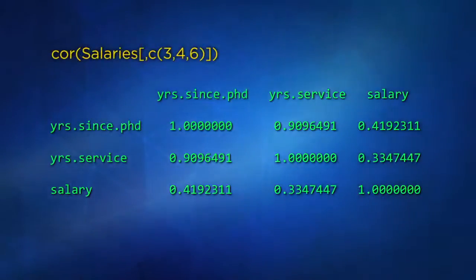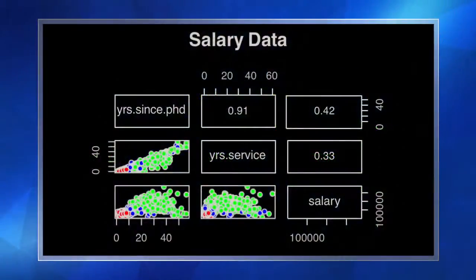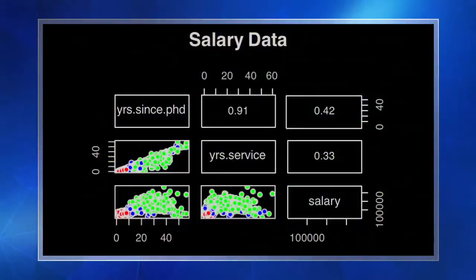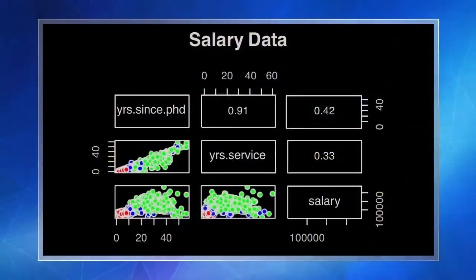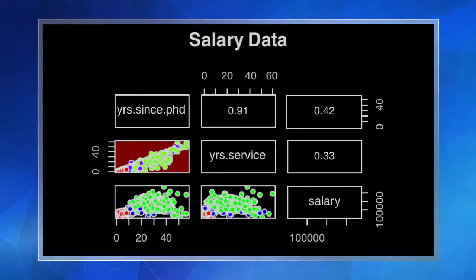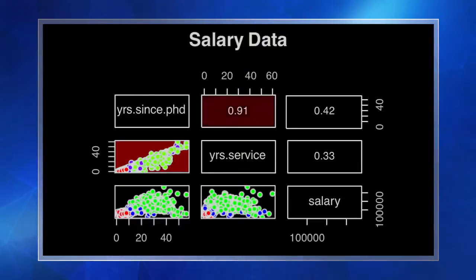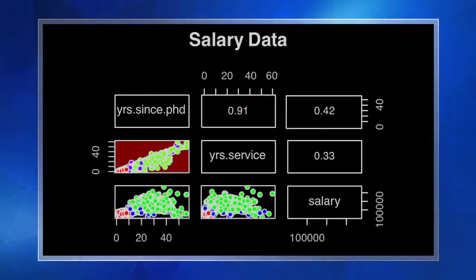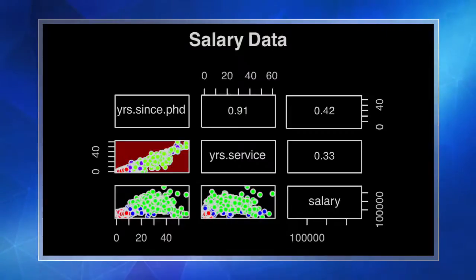Here's what I've done for this plot. I've colored this plot for you based on rank. So the red points are for assistant professors, blue points represent associate professors, and green points represent full professors. Notice in the plot of years since PhD versus years of service, which is in the first column, the first plot, you see that there's a relationship between the two, correlated at 0.91, and you'll notice that most of the assistant professors are in the lower corner, followed by associate professors, with mostly full professors on top.